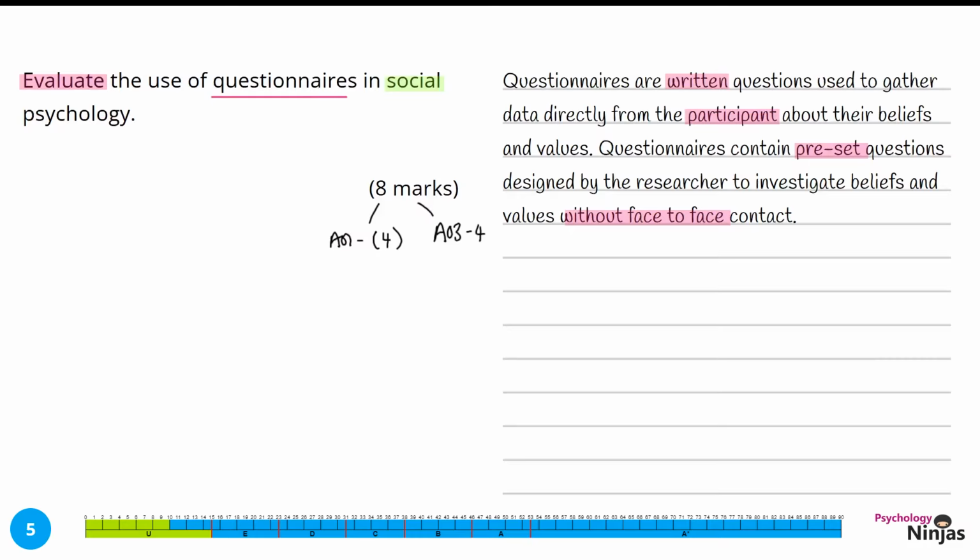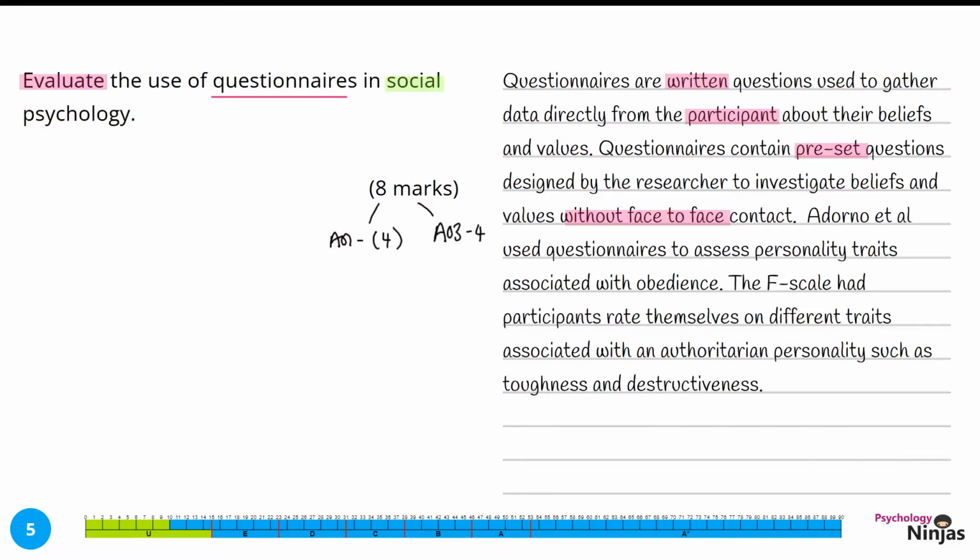We're then going to go into an example of questionnaires that have been used in social psychology. Adorno et al. used questionnaires to assess personality traits associated with obedience. The F scale had participants rate themselves on different traits associated with an authoritarian personality, such as toughness and destructiveness. We've got a clear example throughout here.